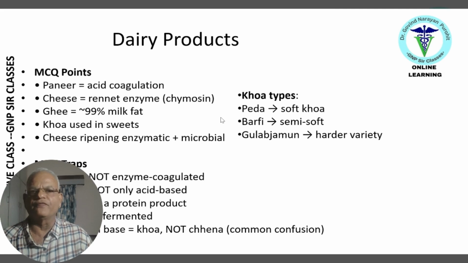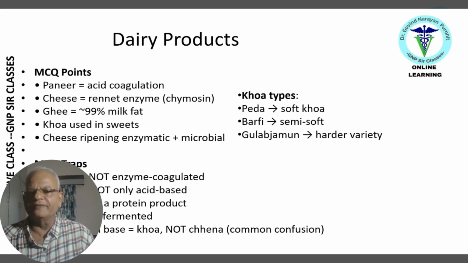Be careful of them. Then MCQ points for dairy products. Paneer is acid coagulation. Cheese is rennet enzyme, chymosin. Ghee is 99% milk fat. Khoa is used in sweets. Cheese ripening is enzymatic plus microbial. And khoa types include peda, soft khoa; barfi, semi-soft; gulab jamun, harder variety.